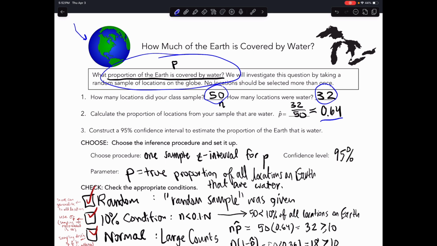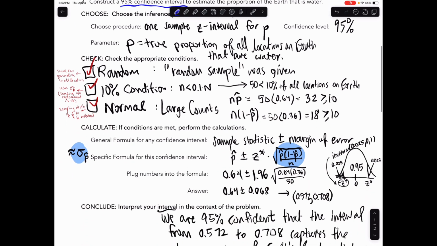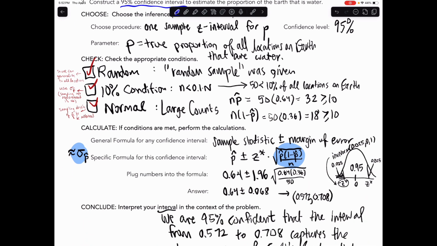So we wanted to construct a 95% confidence interval to estimate the proportion of Earth that's water. So this right here is our 4C method: choose, check, calculate, and conclude. So first, and this will be true all the way up to the first test that we'll have in class.